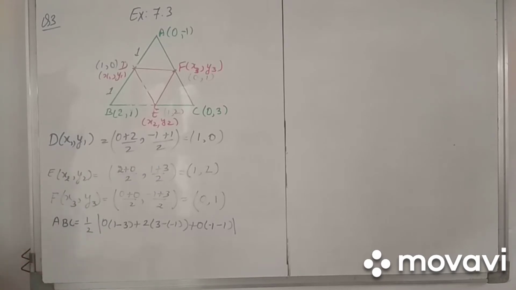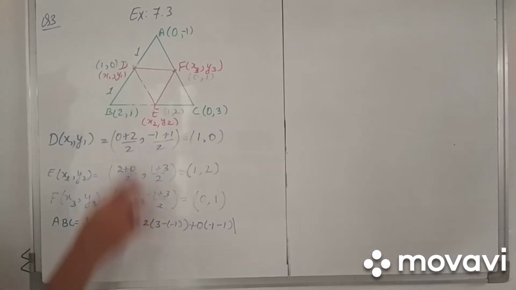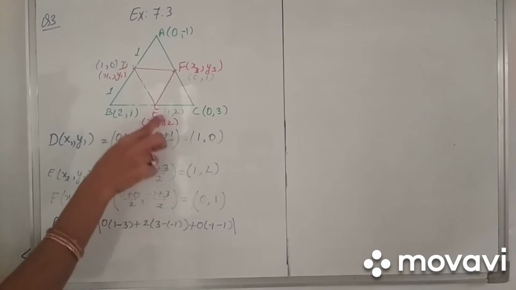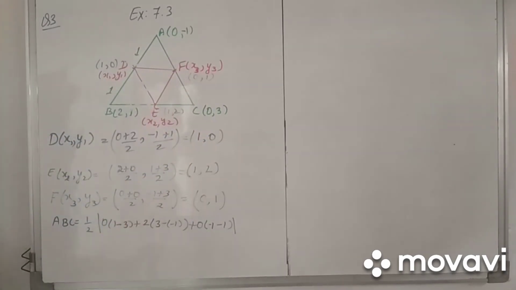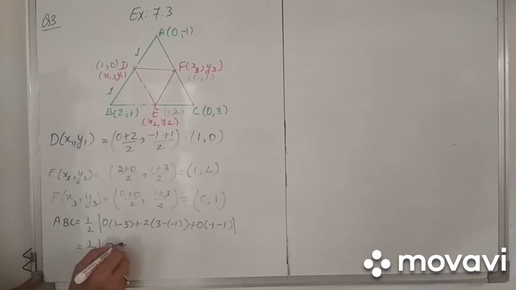Now find the area of ABC. 0 into (1 minus 3) plus 2 into (3 minus 1) plus 0 into (minus 1 minus 1). Now simplify it. What are we getting on simplifying? Half into, whenever anything is multiplied by 0 it is 0 only. Now 2 into 3 minus minus 1, consecutive minus so plus, it will become 3 plus 1 is 4. 4 into 2 means 8.